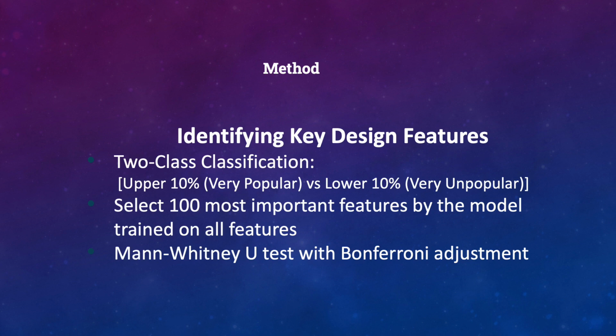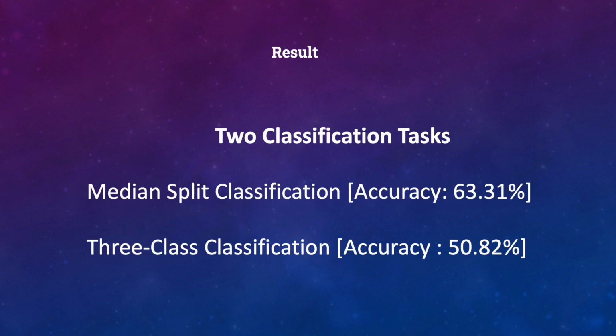Finally, to find key design features, we conduct a Mann-Whitney U-test with Bonferroni adjustment with respect to each of these 100 features to see which features are significantly different between these very popular and very unpopular chatbots. Here, I would like to highlight some results. We use balanced accuracy to measure the prediction accuracy.